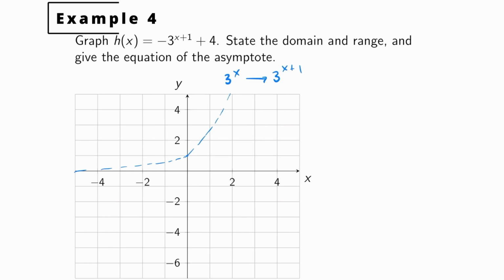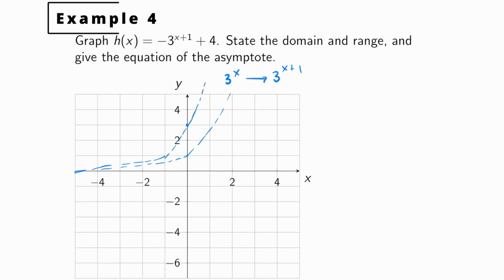Now 3 to the x plus 1 is going to shift it over 1 unit to the left. So this guy's going to come here. Its y-intercept, when x is 0, you can find the y-intercept by making x 0. It's going to be 3. So it should look like this. That's going to be 3 to the x plus 1.